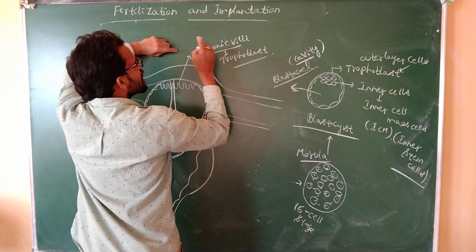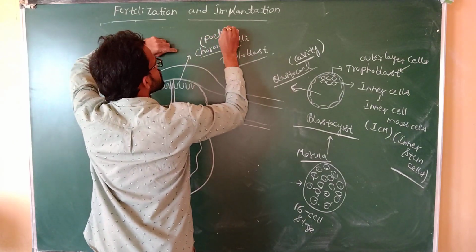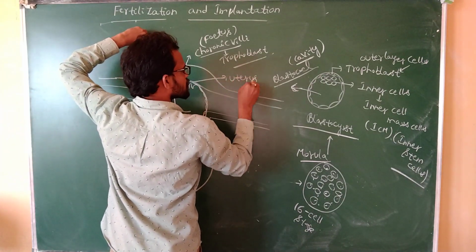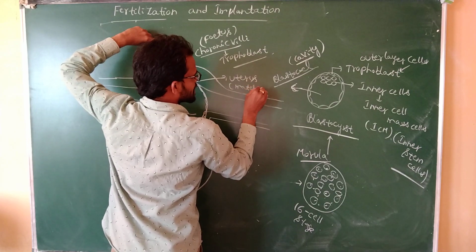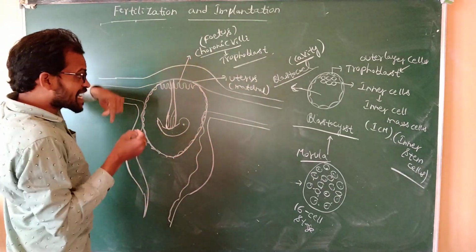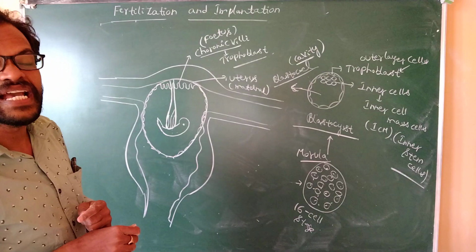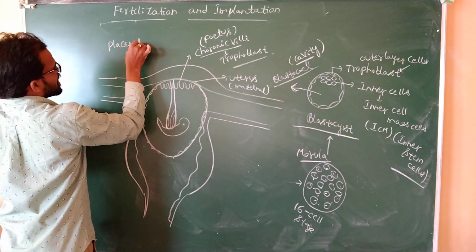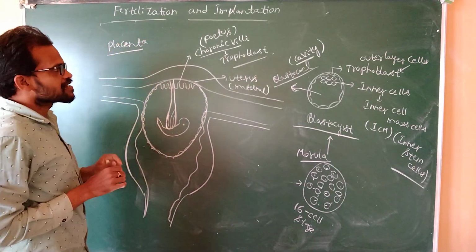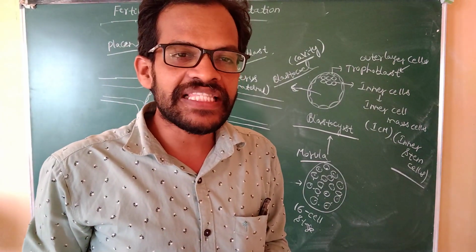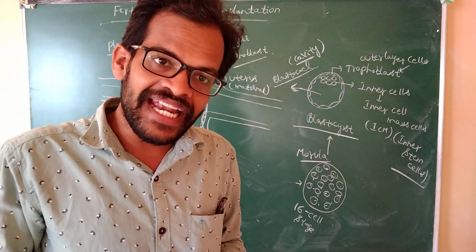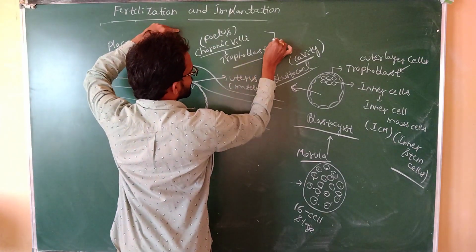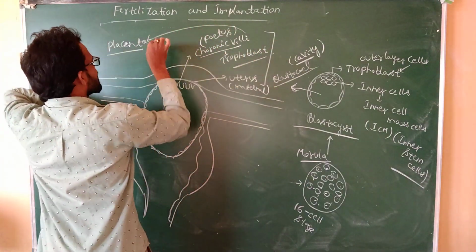It is related to the fetus, and it is attached to the uterus, that is maternal, meaning mother. Both are connected. This is the formation of the placenta. The connection between the chorionic villi and the uterus membrane is known as the placenta.